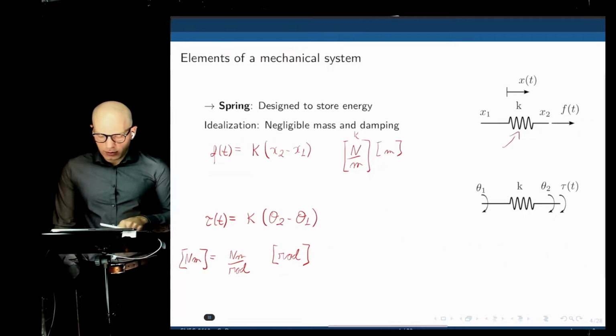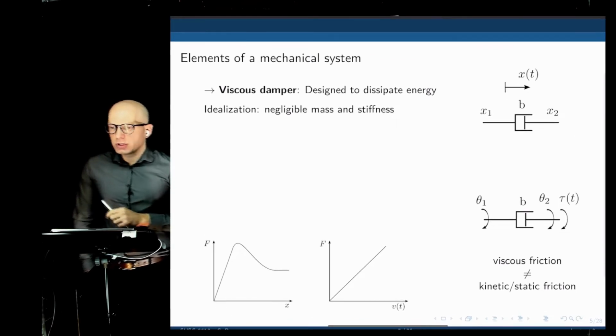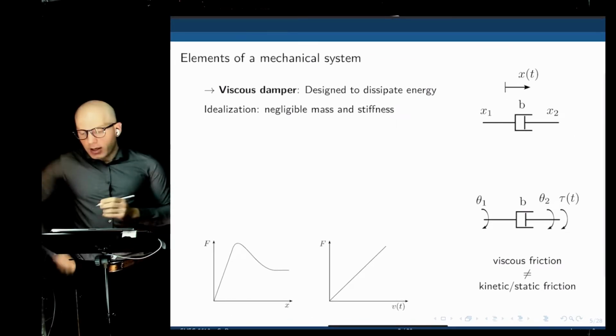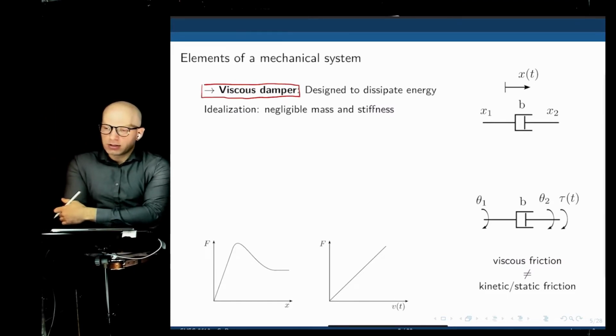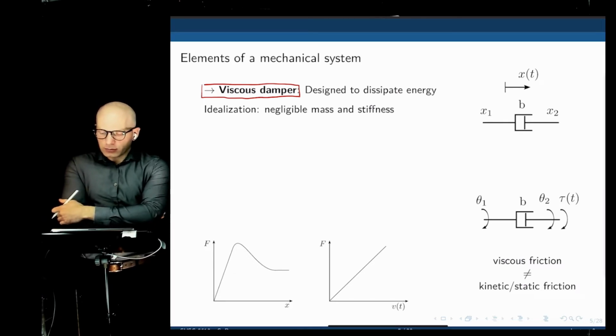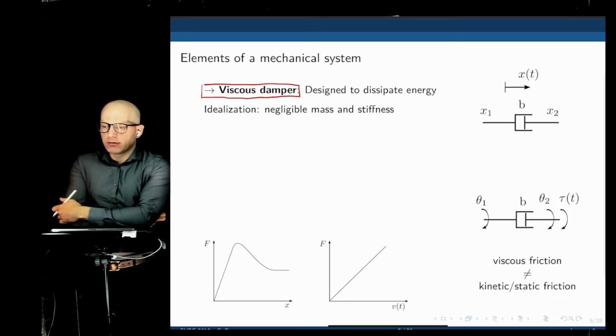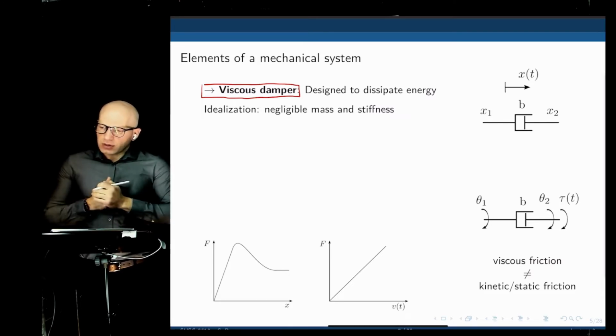Yep. All right. So let's move on now to the third and last element we need, which is a viscous damper. And here I would like to emphasize the word viscous, because you're not dealing with static friction. We have a viscous damper that is here to dissipate some sort of energy and simulate or capture the effect of friction.